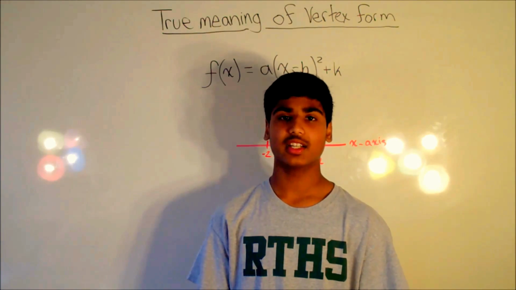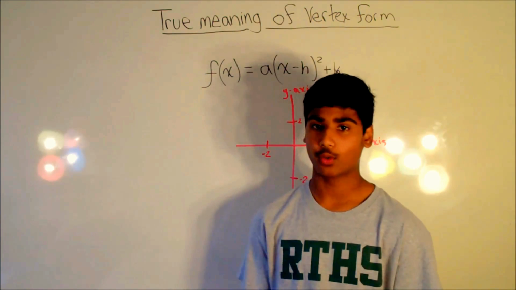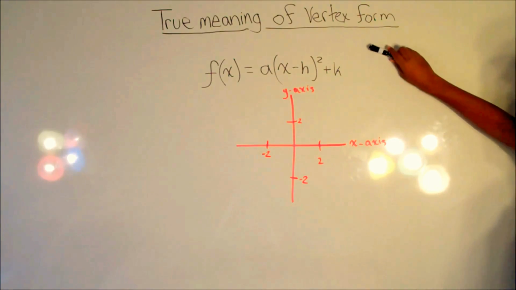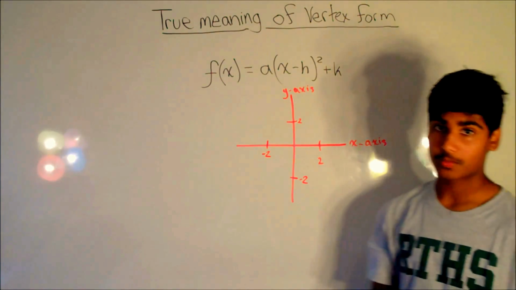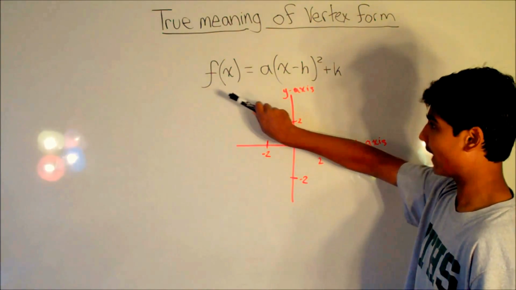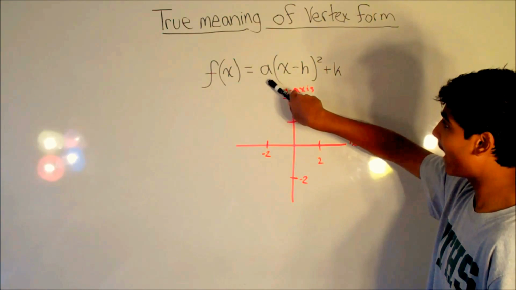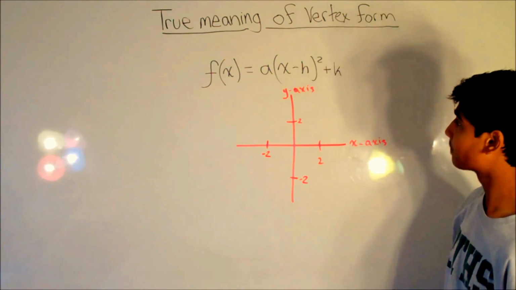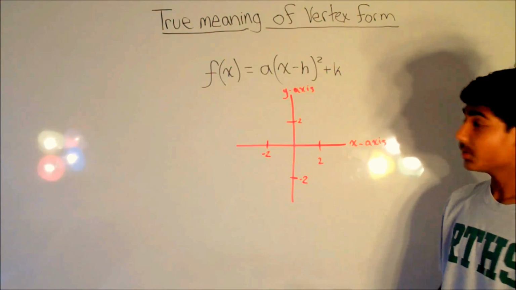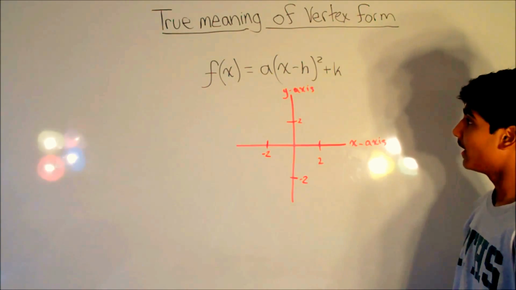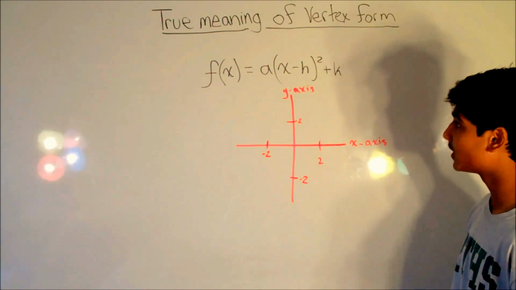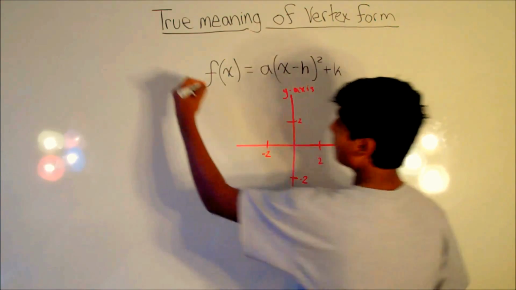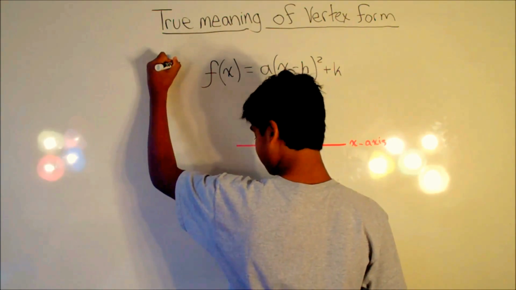Today we're going to learn about the true meaning of the vertex form. Now, the vertex form looks like this: f of x is equal to a times x minus h squared plus k. Now, what do each of the variables mean? f of x could also be considered as y, so I'm going to put y to the side.